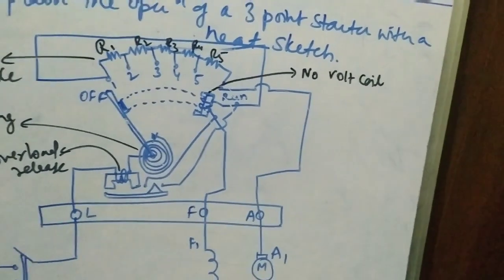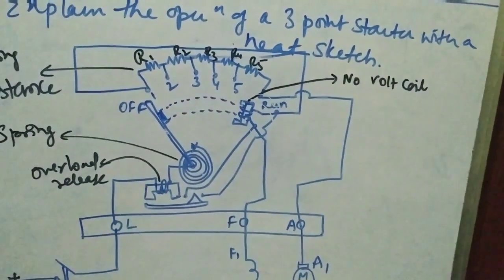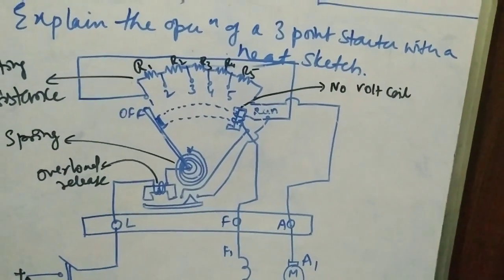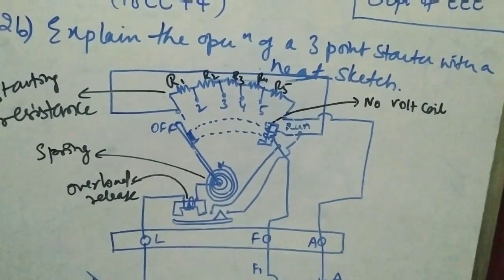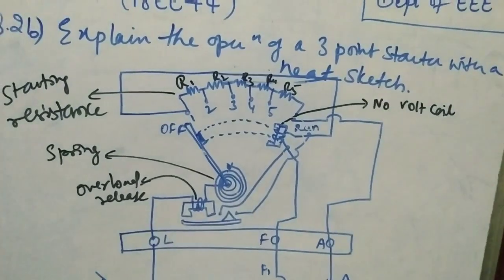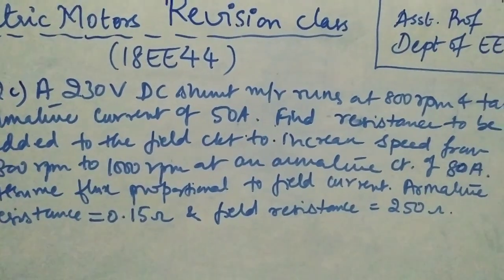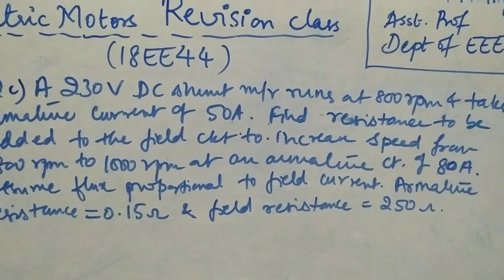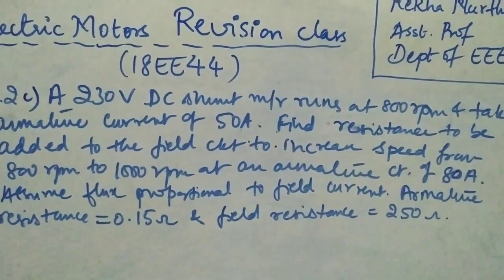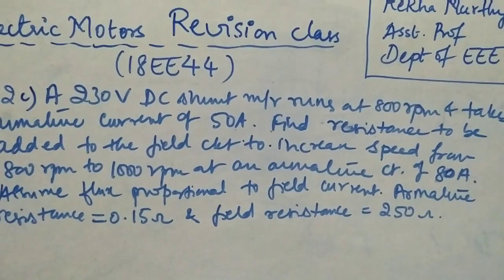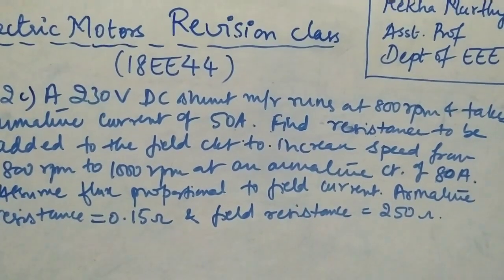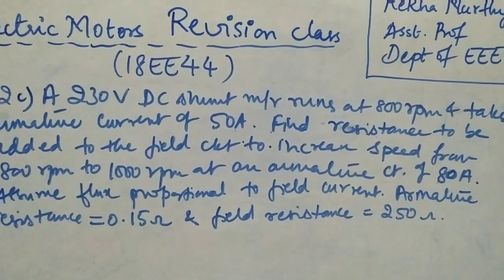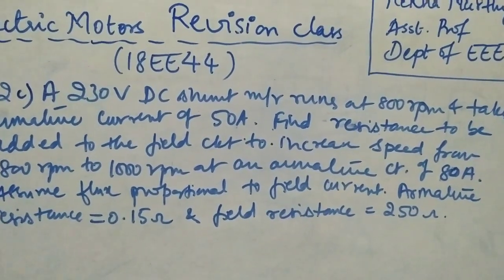Now this is about the operation of a 3-point starter. The next part of question 2C is based on the problem. Now let me write down the problem which has appeared. Question 2C: a 230 volt DC shunt motor runs at 800 rpm and takes an armature current of 50 amperes. Find the resistance to be added to the field circuit to increase the speed from 800 rpm to 1000 rpm at an armature current of 80 amps.